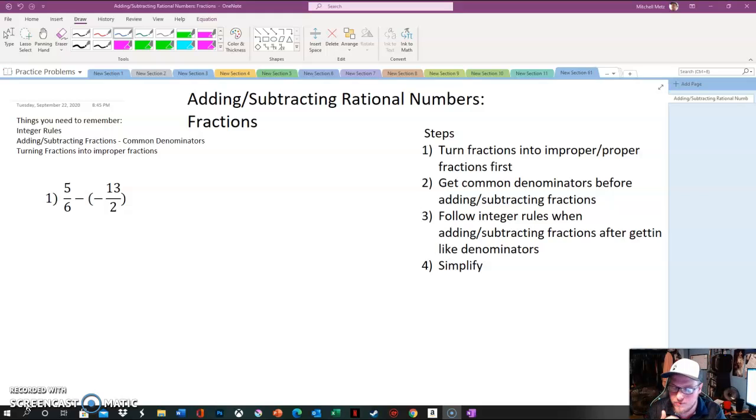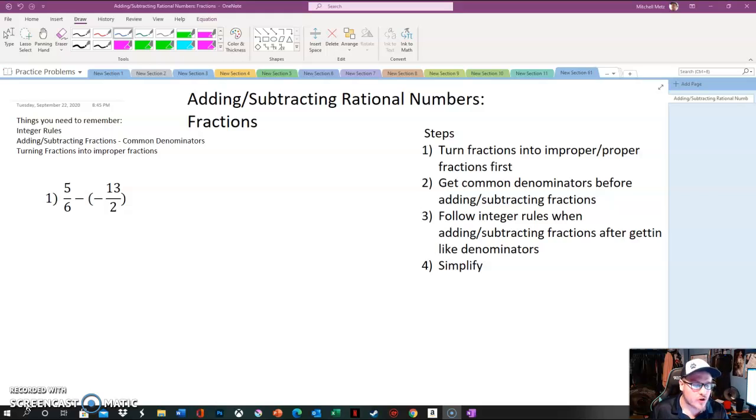that there's those integer rules that we've been learning. You have to remember when you're adding and subtracting any fractions, they need a common denominator. And then you have to remember that you need to turn fractions into improper fractions, especially if they're already mixed number fractions. So we're going to follow these guidelines or these steps on the side to help solve the problem.